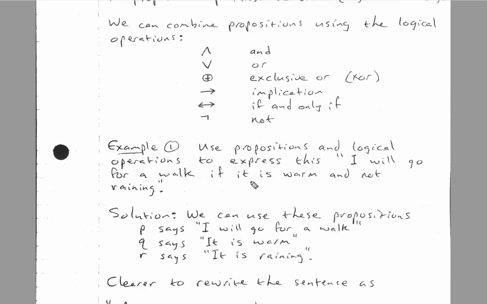But how do we connect them? What logic do we need? What logical operations? We see an if, so that means there's an implication. And we see an and, so we're going to need these two. But as you notice with the homework, you have to be careful.